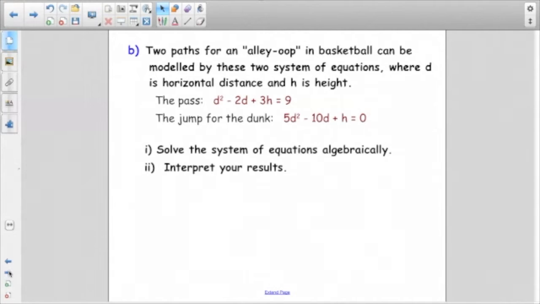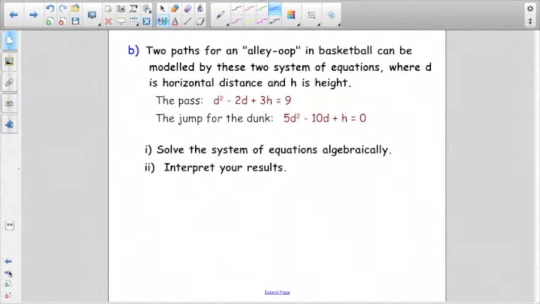All right, so 2 paths of an alley-oop are by these two systems. So now we are going to solve this one. So the best way to solve this, again, let's look at a visual picture, because when we're dealing with real-life situations, it's nice to work with a real picture.